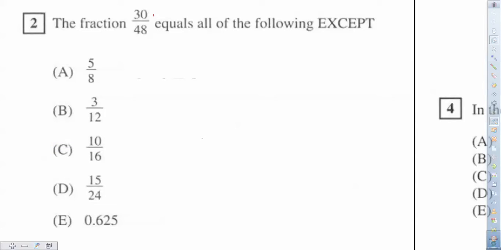Alright, so this one's a pretty straightforward problem. The ACT is going to throw some fraction problems at you. A lot of times they like to ask you equivalent fractions like these. So if you have 30 over 48, that's equal to all those other fractions except for which one.